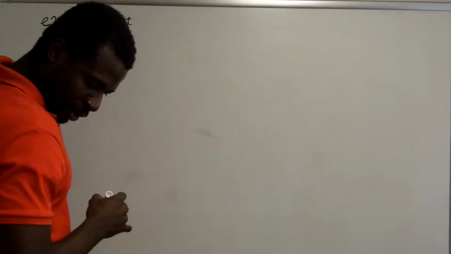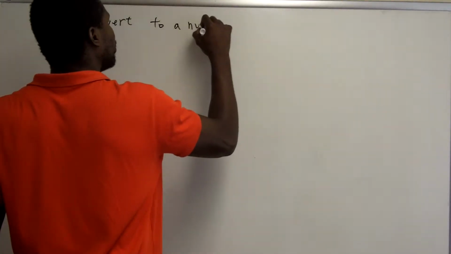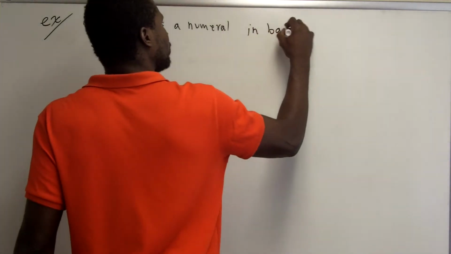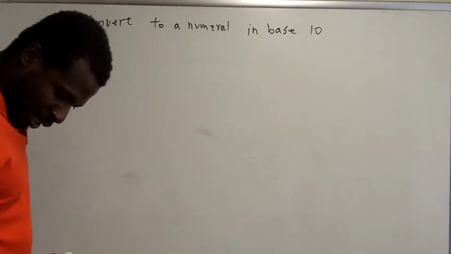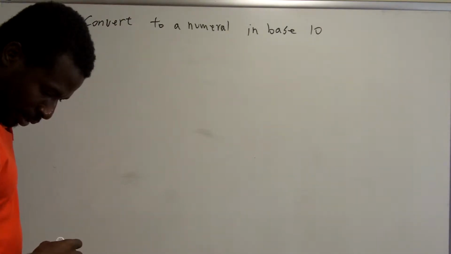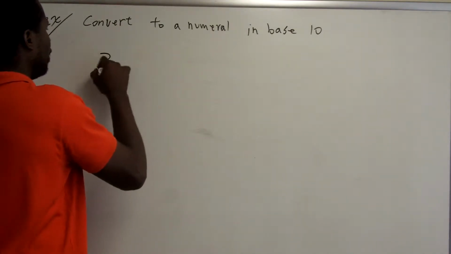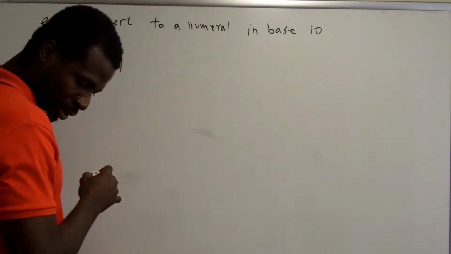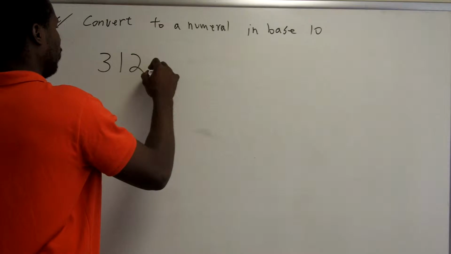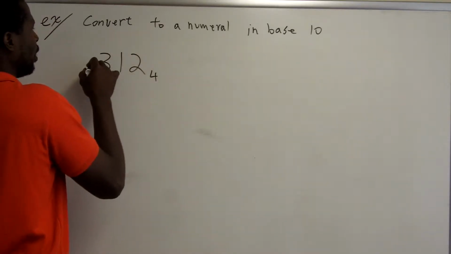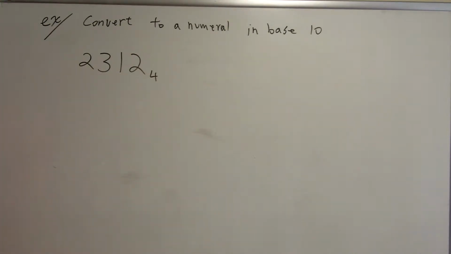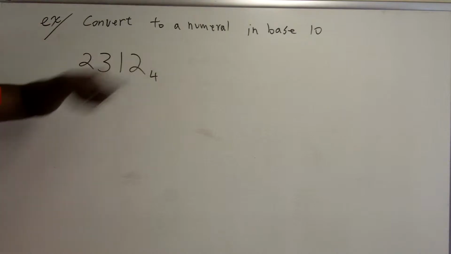Convert to a numeral in base 10. So let's take a look at a number like this one. Let's do 2,312 base 4. So we're going to convert this to a base 10 numeral.